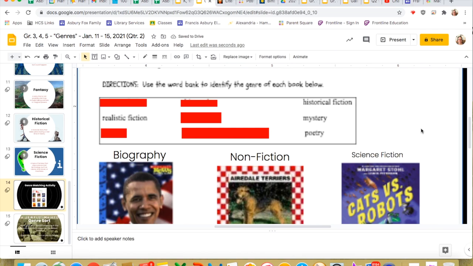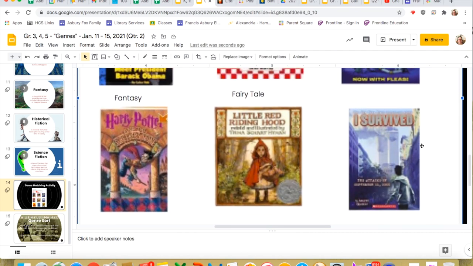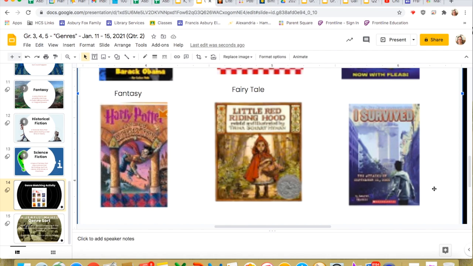Okay, good job. So now we have realistic fiction, historical fiction, mystery, and poetry left. So if we look at I Survived, we know that the setting is based on something that happened in history. It says, I survived the attacks on September 11th, 2001, so 9/11. So we know it was a story based on something that happened in history.